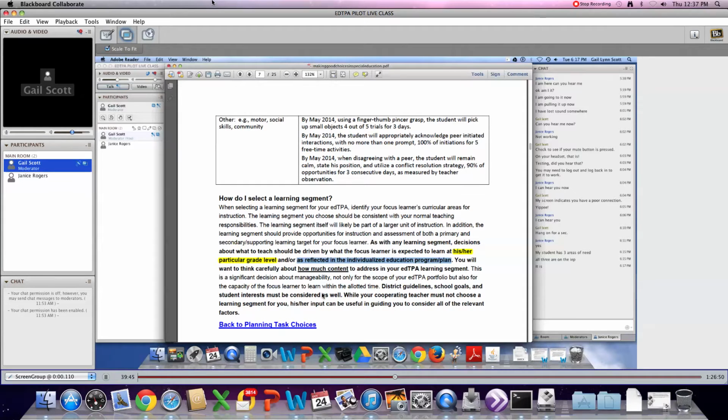Be careful about thinking how much you're going to teach. Don't overload yourself in your lesson plans so that you can accomplish what you set out to accomplish. You don't want to overplan for your EDTPA lesson plans. You want to do the whole thing and get to the assessment at the end of the lesson. So don't overplan for your EDTPA lesson plans. That's important.